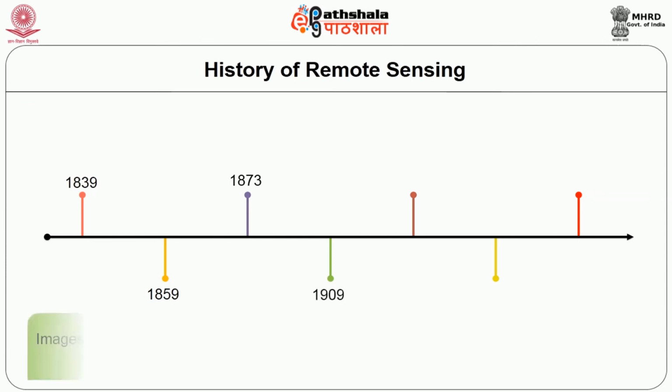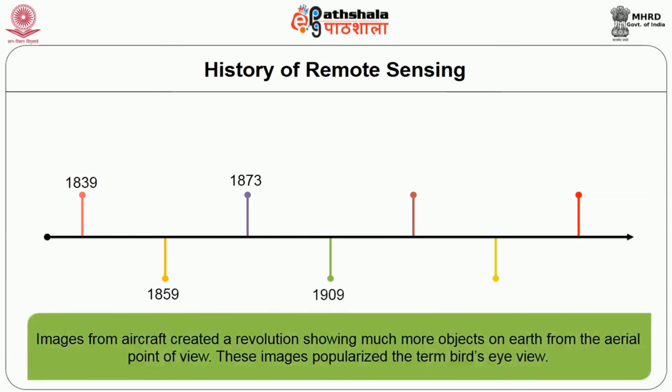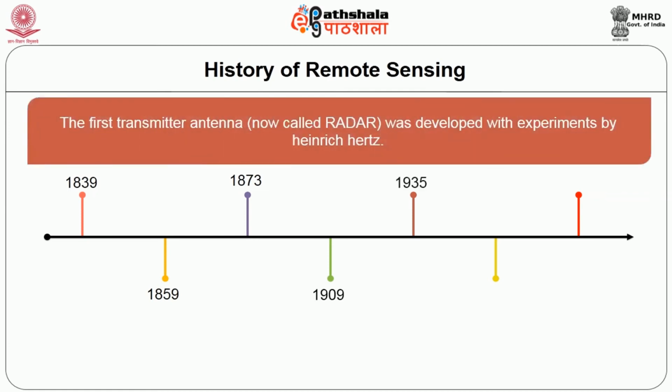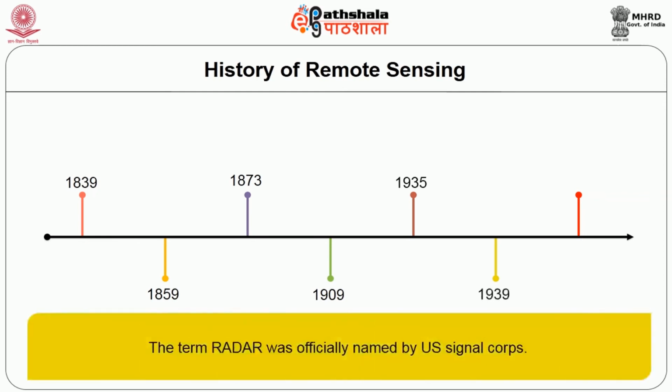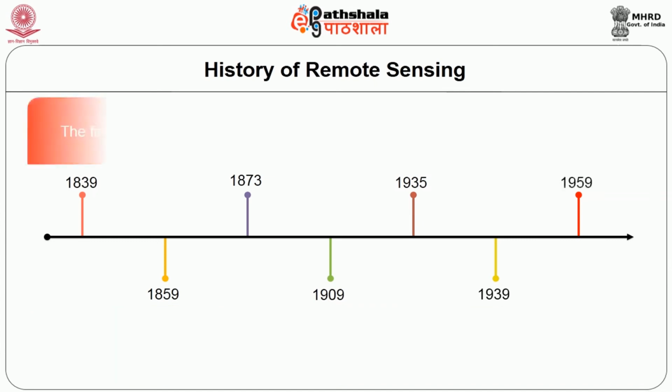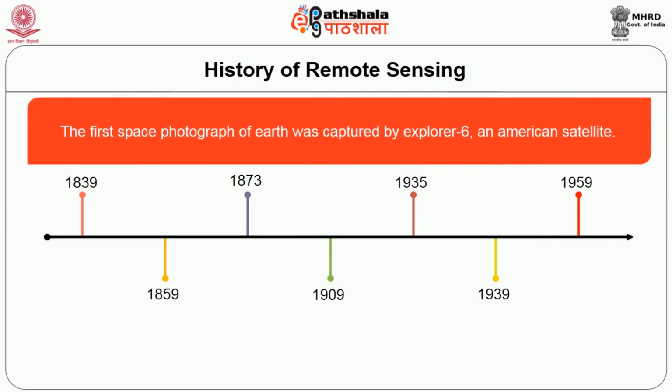In 1909, the images from aircraft created a revolution, and in fact, it popularized the term bird's eye view. It was showing many more objects on the Earth from the aerial point of view. And in 1935, the first transmitter antenna I told you before, which is now called a radar, was developed with experiments by Heinrich Hertz. In 1939, the term radar was officially named by the US Signal Corps, and in 1959, the first space photography of Earth was captured by Explorer 6, an American satellite.